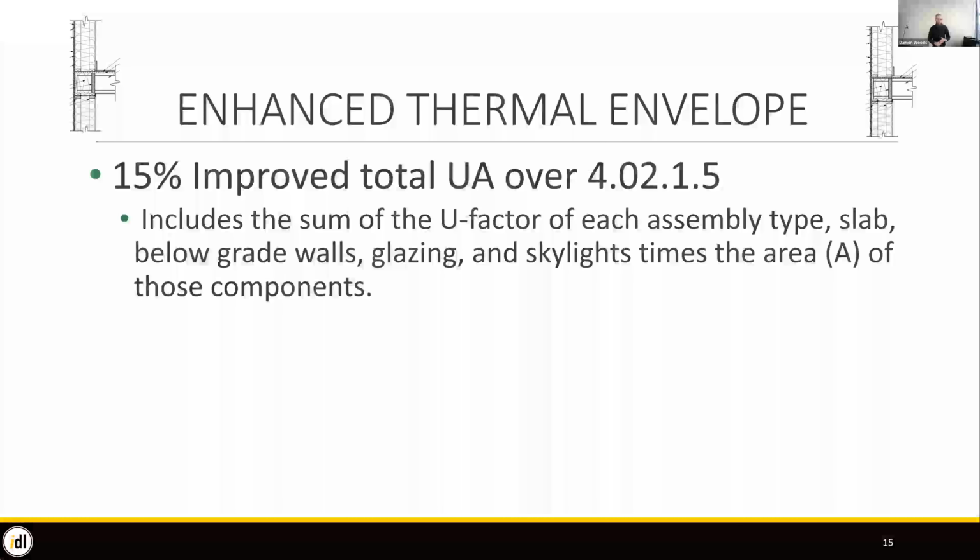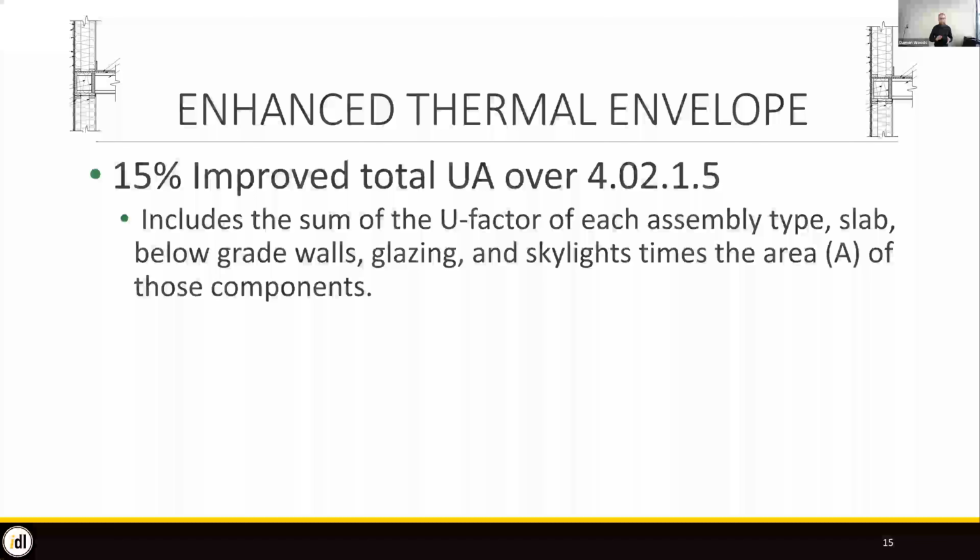This one's more for the architects, but definitely affects heating and cooling load calculations. You can meet your additional efficiency requirement by using an enhanced thermal envelope. So that's a 15% improvement of the total UA over the tables that are given earlier.